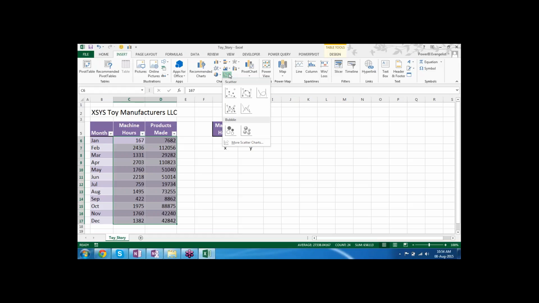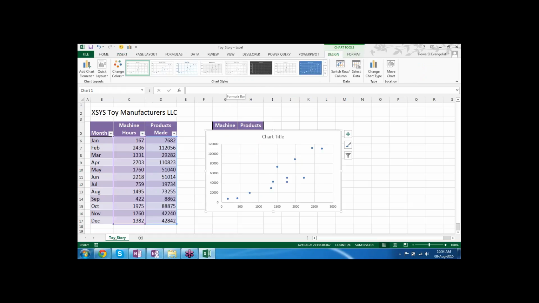So if you simply click on this first option, you will see that a chart has appeared on your screen. Visually, I can see that there is an upward trend, which is natural. This is your machine hours and this is your products made. So the more X you put, the more Y you get. This is the X axis, this is the Y axis. The more machine hours you put, the more products you get.